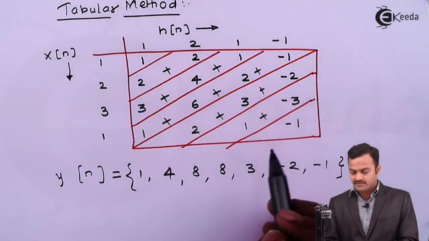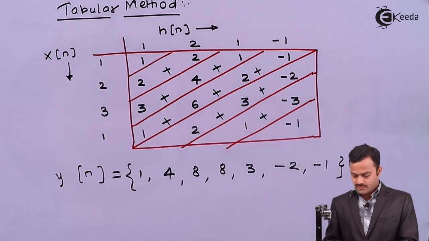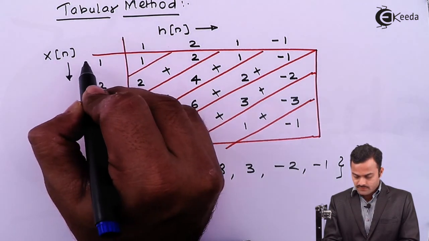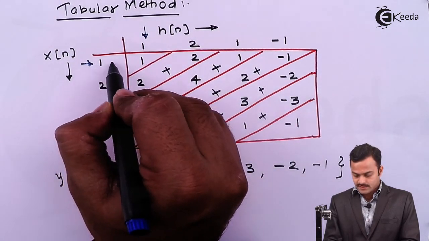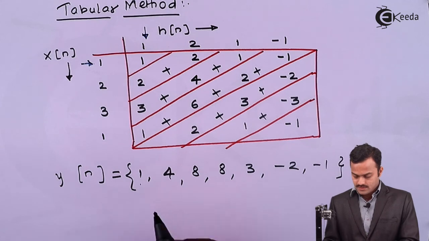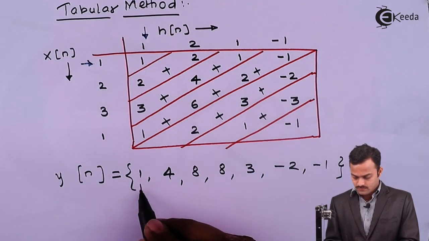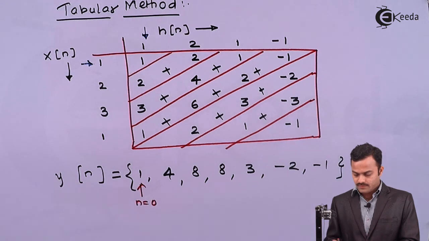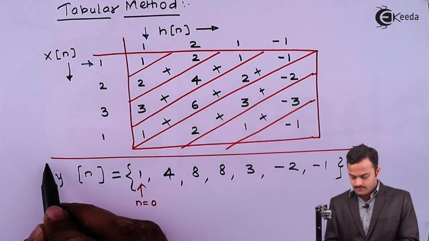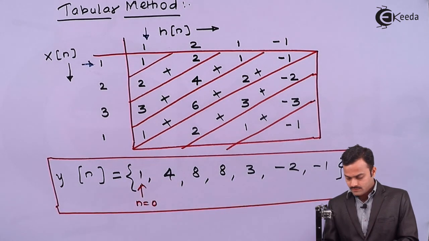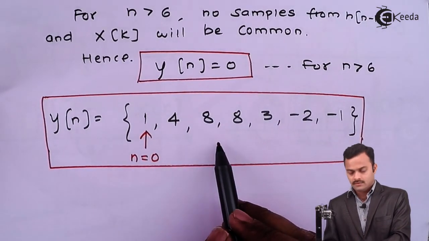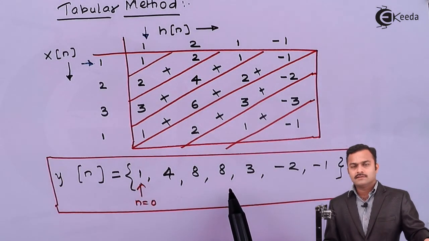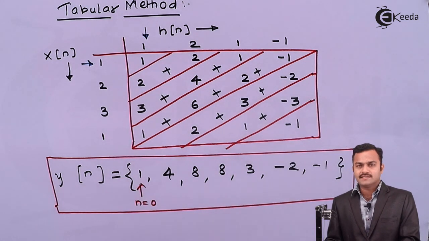So this is the answer we are getting with the tabular method, and now we need to decide where the origin will be. So this x of n started from here and h of n started from here. So this is intersecting the first element. Hence this will be our n equal to 0 in y of n. So this answer we got with the help of the tabular method is the same as the convolution sum formula. So we have verified our answer, and the answer that we obtained with the convolution sum formula is correct. Here is the end of the problem. Thank you.